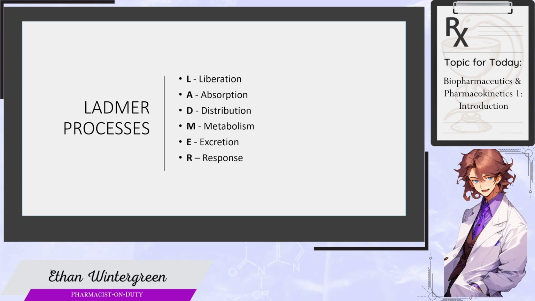So here are our LADMER processes. You have liberation, which encompasses dissolution and disintegration. Next, you have absorption, distribution, metabolism, excretion, and response. Please do take note that these processes need not be in order. Sometimes drugs can be metabolized before they are distributed, or they need not finish one step at a time before moving on to the next. Most of the time, all these processes happen all at once. And in pharmacokinetics, we try to figure out what's happening at the current moment in terms of drug dosing.